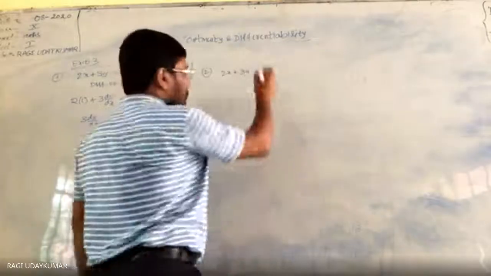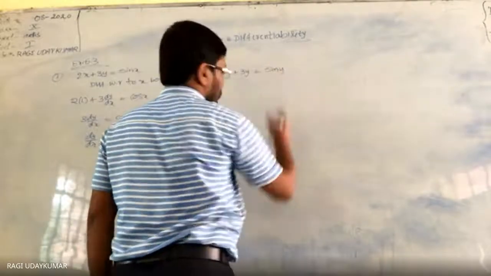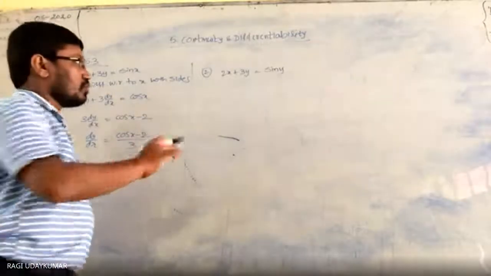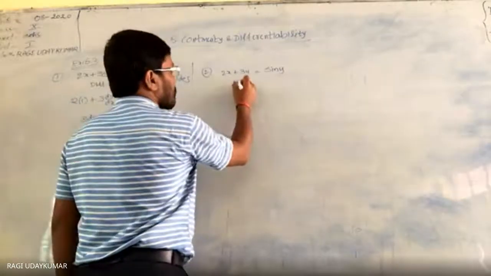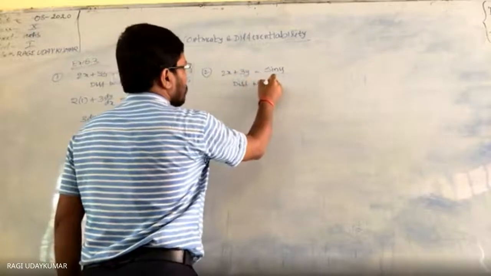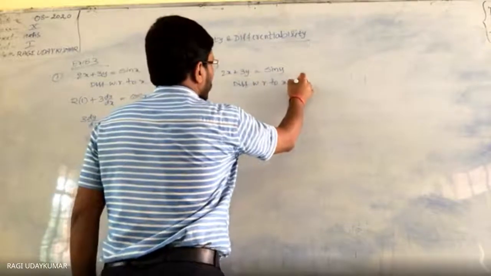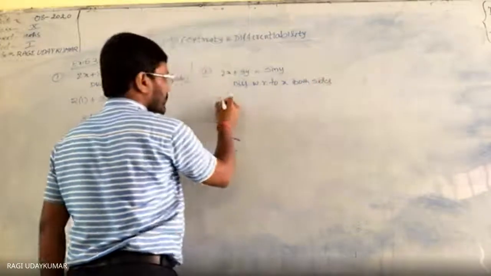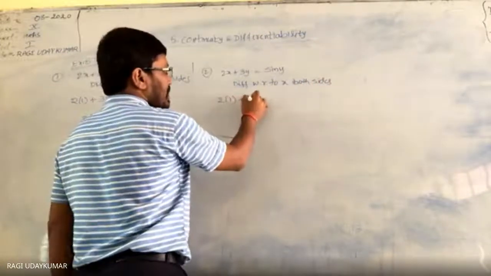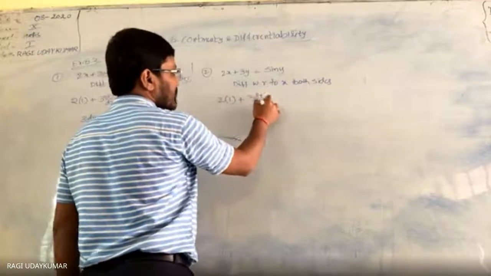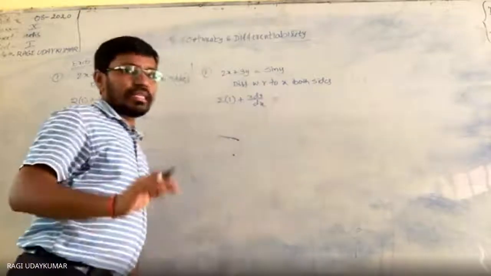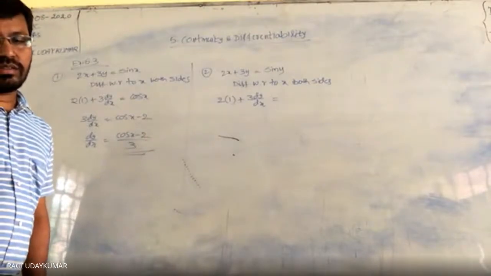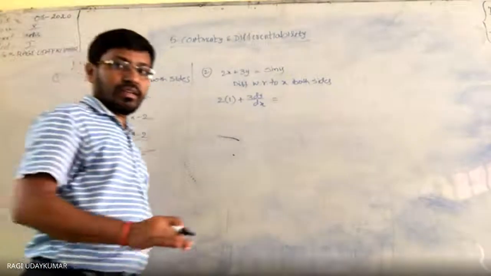to sin y. This is an implicit function. To solve this one, what to do? Same, differentiate with respect to x on both sides. This you compulsorily need to write. So what do you get here? 2 into 1 plus 3 dy by dx is equal to the differentiation of sin y. Differentiation of sin y is cos y.